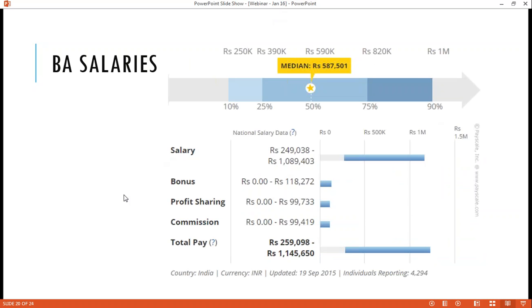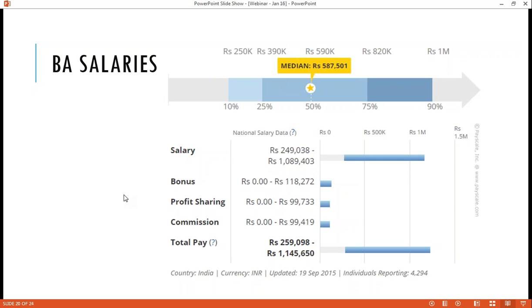Okay. So let's look at how the BAs are paid. This is the information that we gathered from reliable sources, and in India the median salary for a BA is about 5,87,000. This is the median, based on a survey conducted with about 4,294 people. But the general perception is that BAs do make a handsome salary. If you include your bonus, profit sharing and commission components, you may end up getting anywhere about 10 to 11 lakhs per annum.